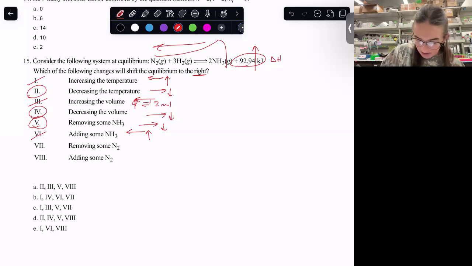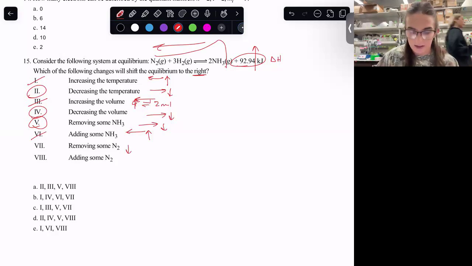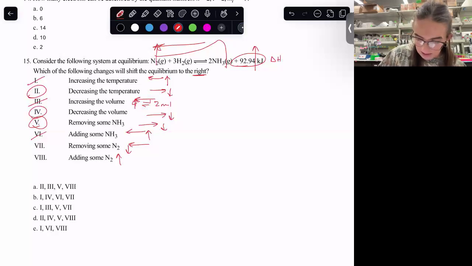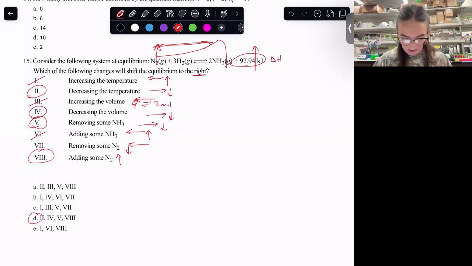If we remove some N2, right, we're removing on the left-hand side. So we'll refill that valley that we created to create more reactant. And then if we're adding some N2, then we're increasing our reactant side, shifting to the right. So this would go to the right. So then that's 2, 2, 4, 5, and 8. So that's 15.